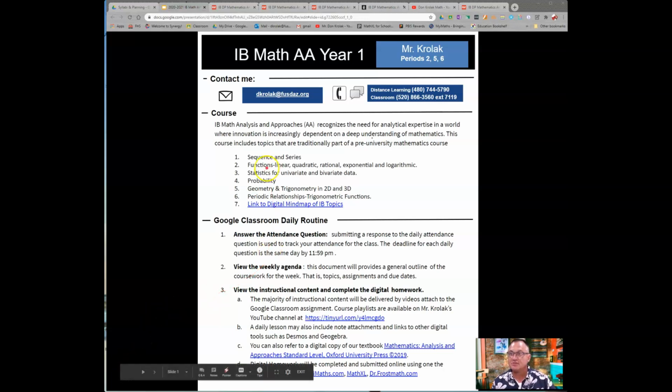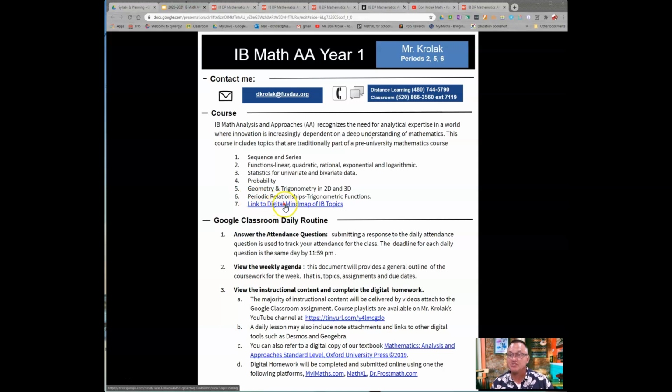If you look at the syllabus, the topics that are covered in this course are sequences and series, functions, which you've studied quite a bit of in Algebra 2 when you learned about exponential, logarithmic, linear, quadratic, rational functions. Statistics and probability, which is something that you don't typically cover in an algebra, geometry, Algebra 2 sequence. Geometry and trigonometry in 2 and 3 dimensions. Periodic relationships, which are your sine, cosine, tangent, and using those to model real-world applications.